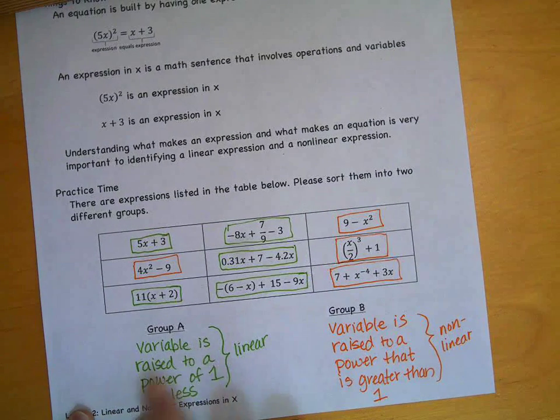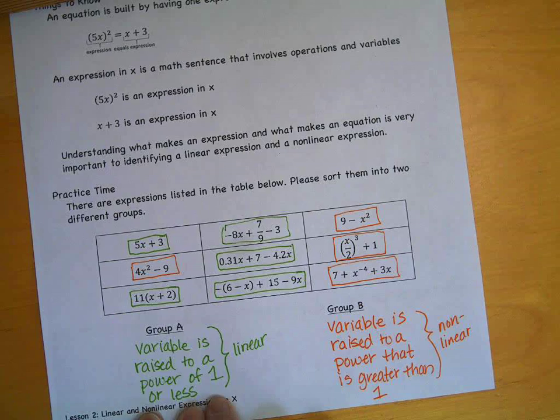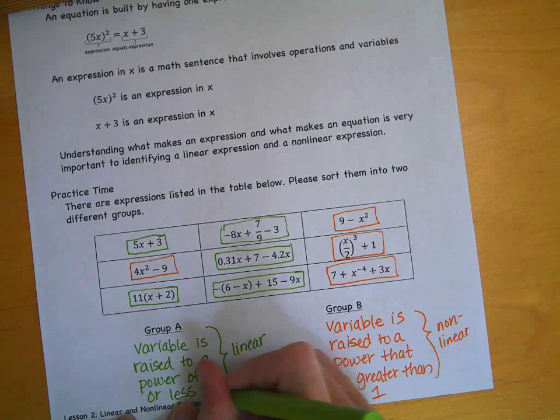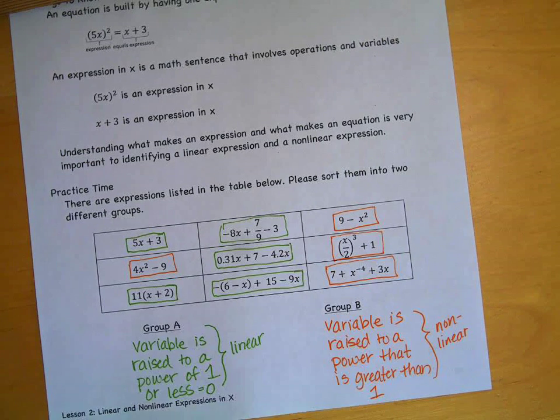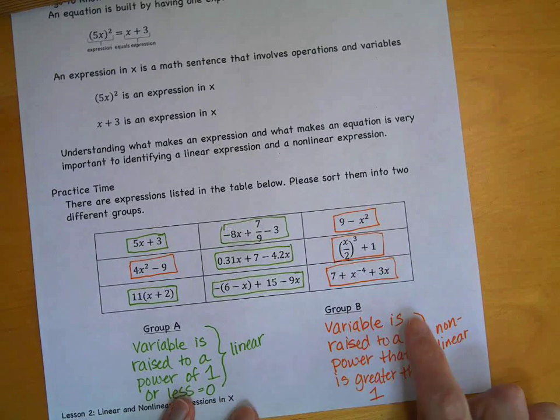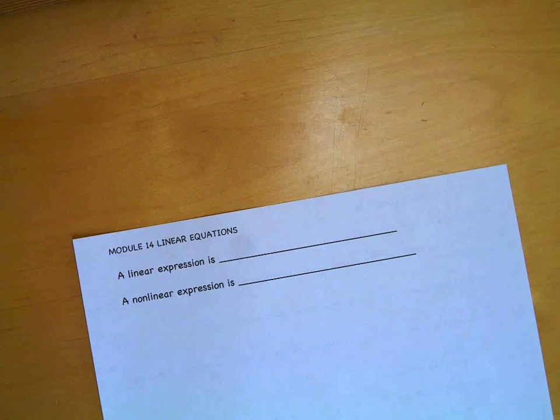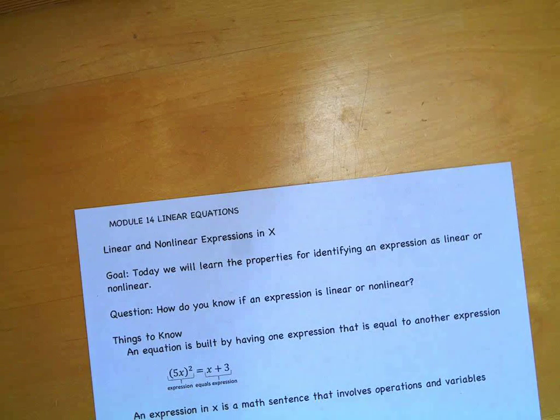So now you know the difference. Linear means that the variable is raised to a power of 1 or less, okay? And when I say less, I want to clearly define it's usually 1 or less, which would be equal to 0. Okay, so that's what we have to keep in mind. So those are linear. And then nonlinear is a variable that is raised to a power that is greater than 1. Okay, so on the back side, I would now like you to come up with a definition of what a linear expression is and a nonlinear expression is. That's your job to finish up this lesson. Come up with a definition for a linear expression and a nonlinear expression.